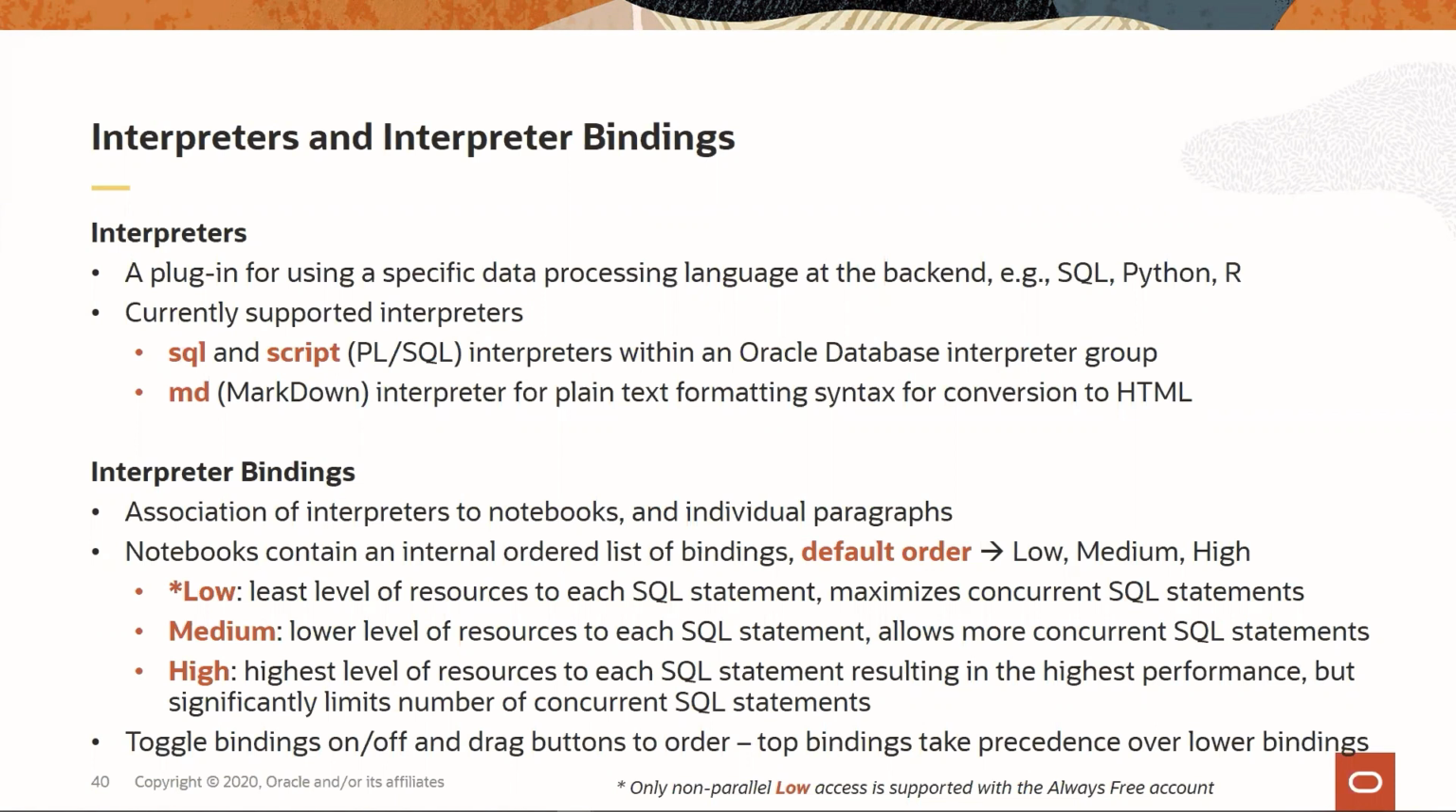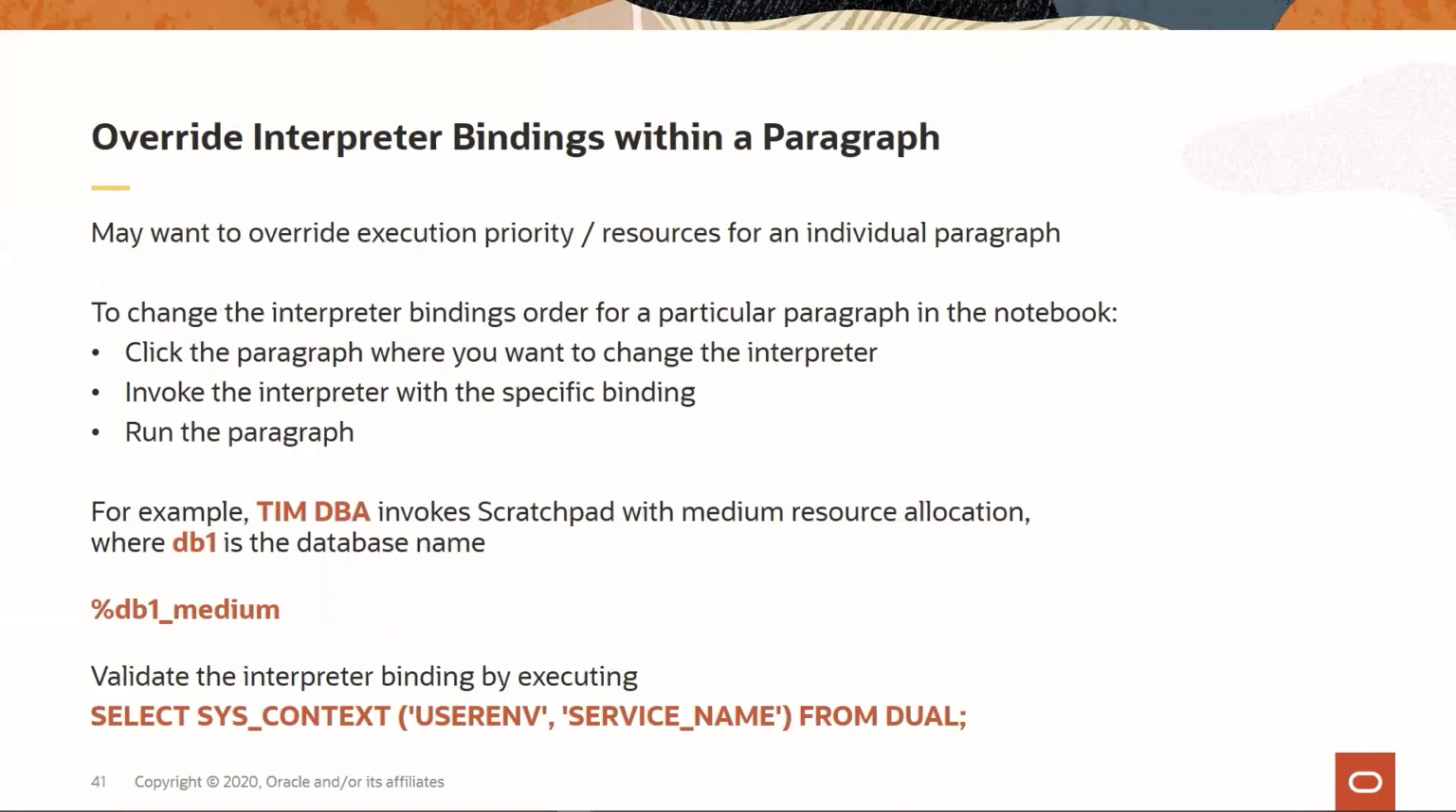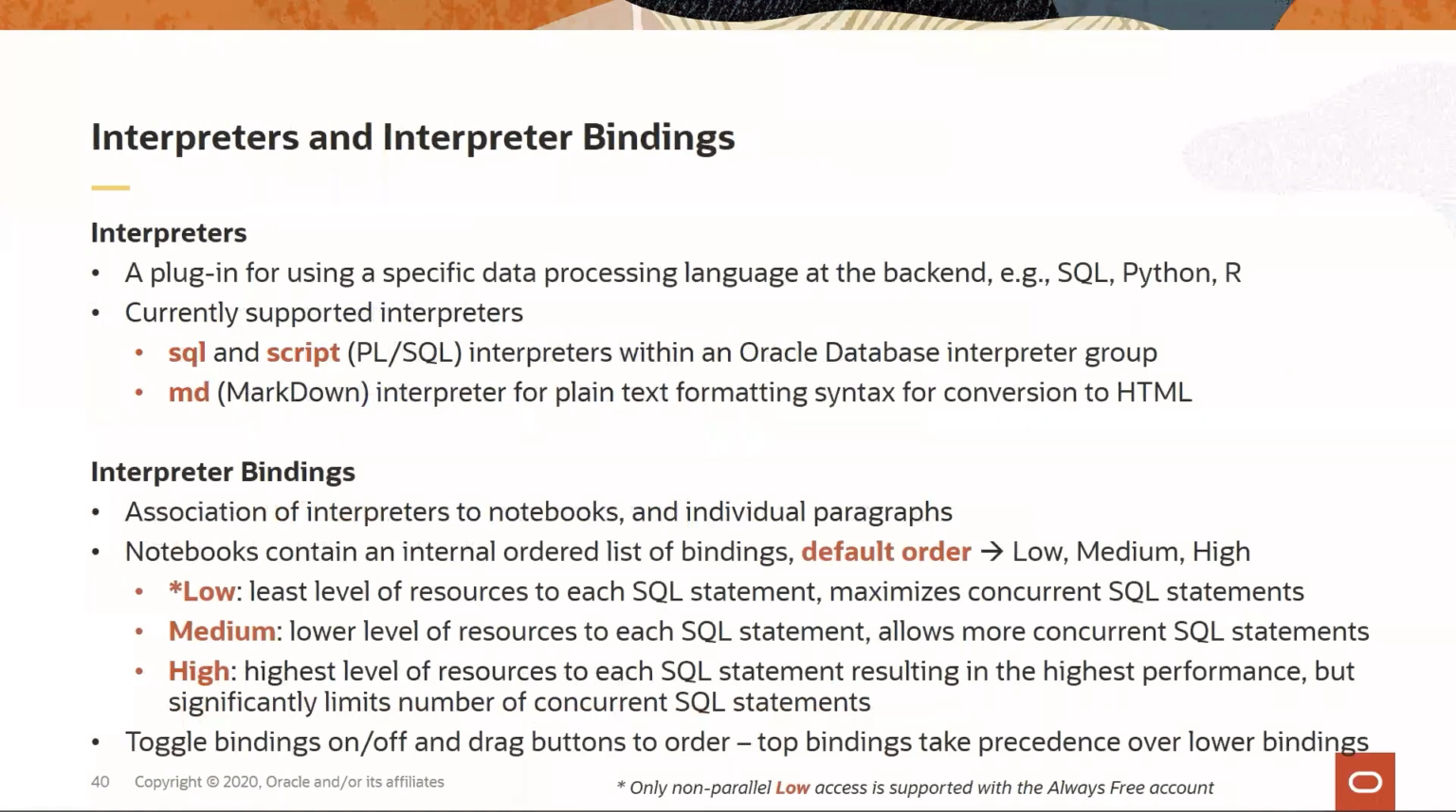So the notebooks will contain an internal ordering of these. The default order is usually low, medium, and high, so that we'll choose the low execution for the maximum concurrent users, but perhaps just serial processing, and then followed by medium and high. And you can enable or disable those by clicking on them, and we'll see how that works out. So yeah, let me go to that now and just look at the interpreter bindings a little bit more specifically.